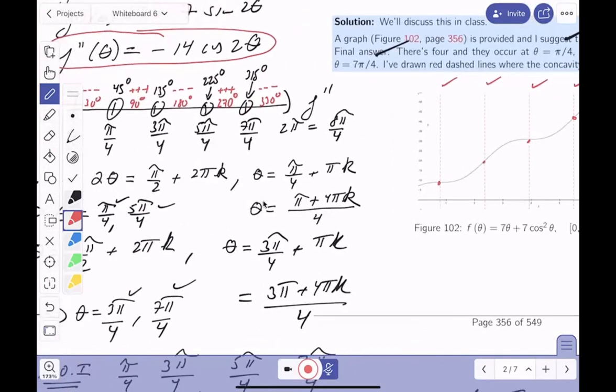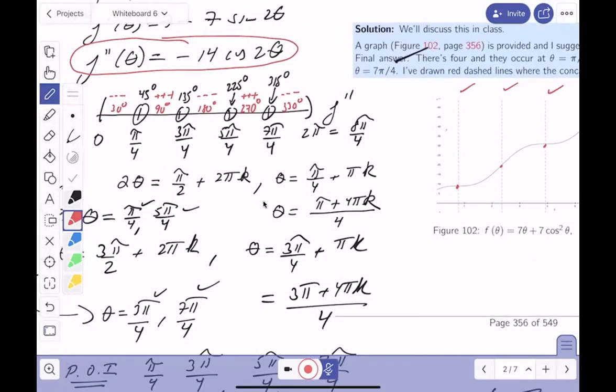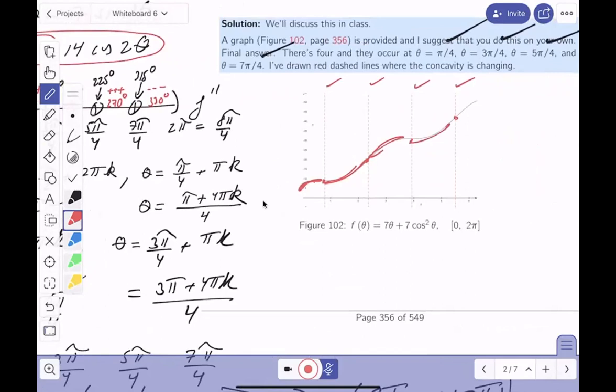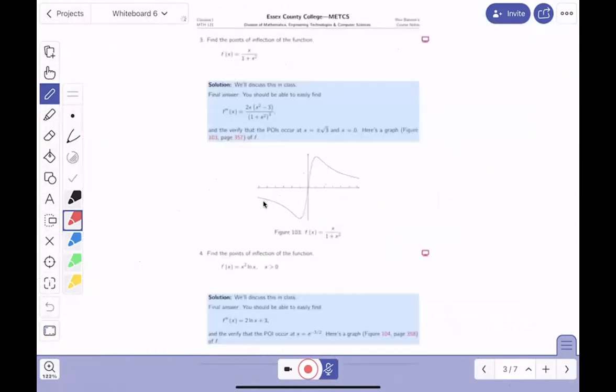Now look at my analysis. What did I say? I said concave down. I clearly see that. Concave up, concave down. And I'm looking at my number line to do that. Concave up, concave down. Things look pretty good. All right, that's number 2. Let's go to number 3.